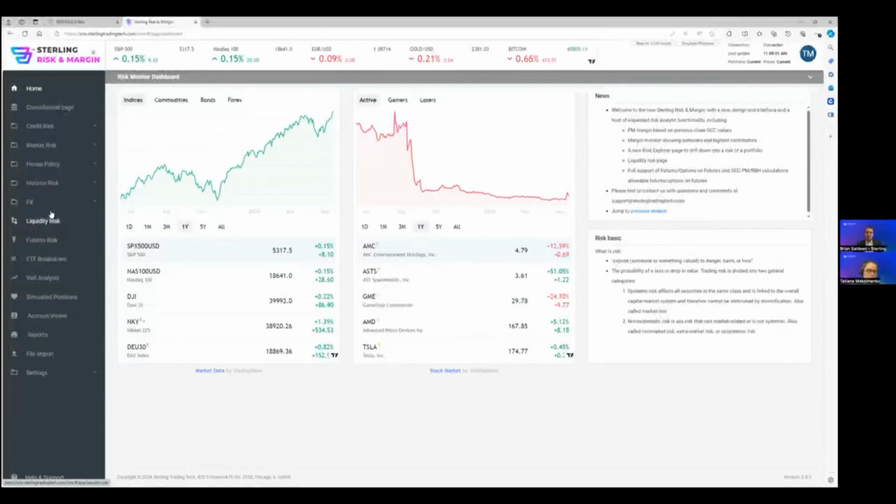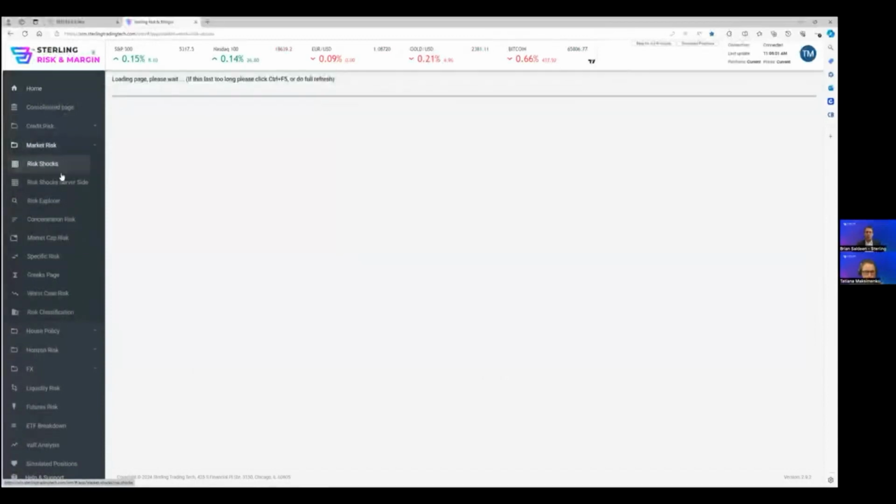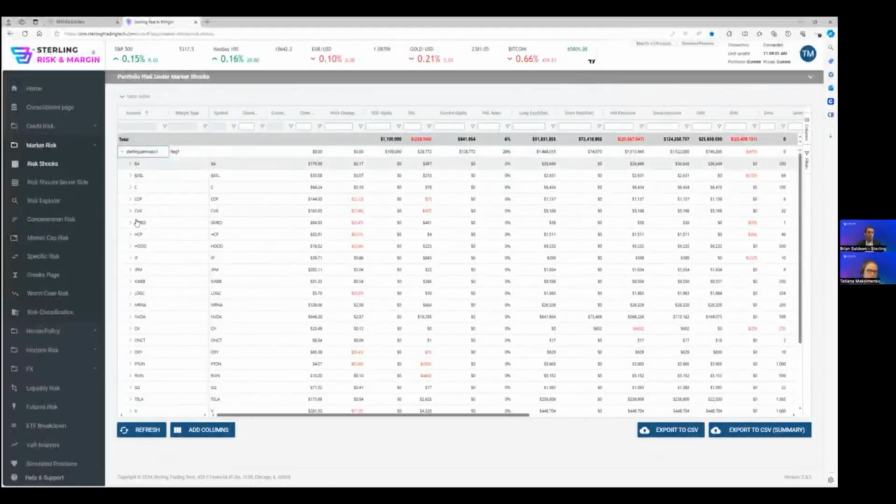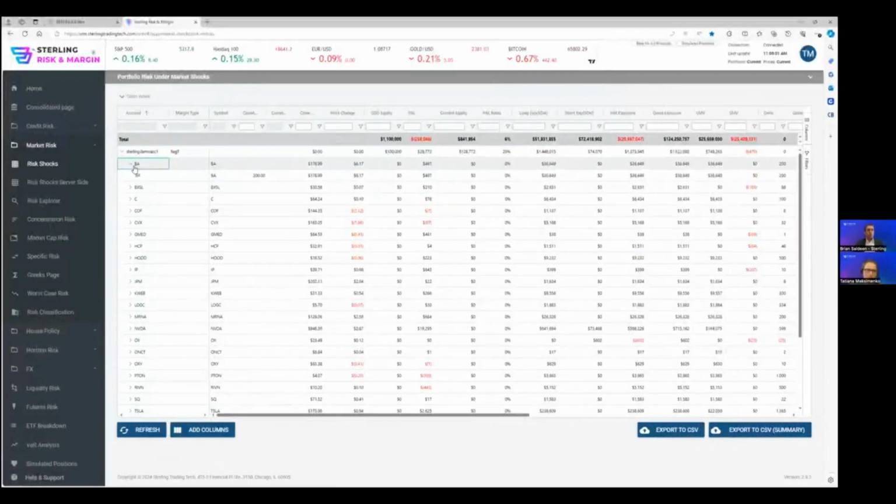So the main page for risk is going to be under market risk shocks. When we open this page, we see that there are 7 accounts here on the left-hand side, and in each row, there are various calculations for each account. So these calculations are for the portfolio in each account, for the positions. To see which positions are actually in this Sterling demo account 1, you can expand it. You will see the different underlyings in which this account has positions. Then you can further expand the underlying and see exactly what instrument is there and what the quantity is.